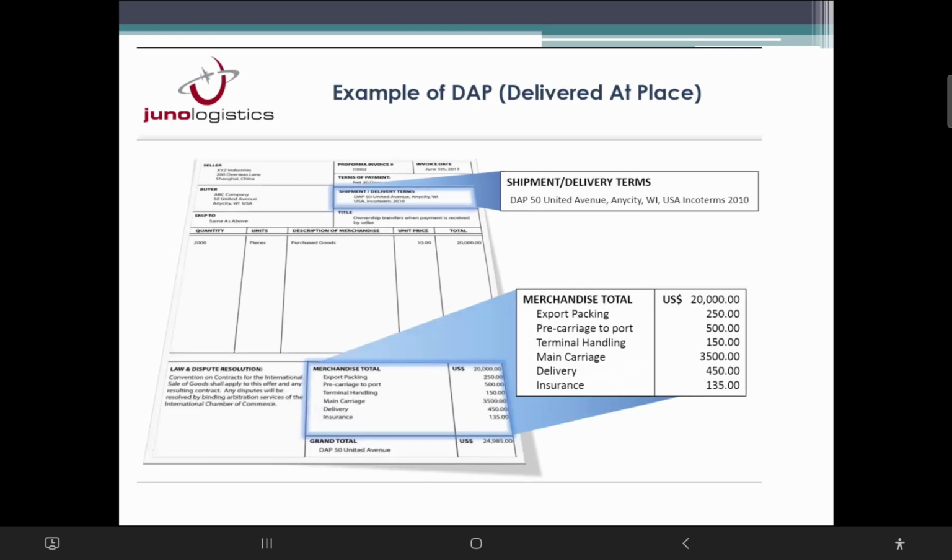Now, further, delivered at place. Again, it is adding merchandise, export packing, pre-carriage to the port, terminal handling charges, main carriage, and their delivery. And insurance, although there is no obligation as per the incoterm, still, because he has to be secure, right? Because he's taking it all the way to here. So with each incoterm, the responsibility is increasing for the seller.